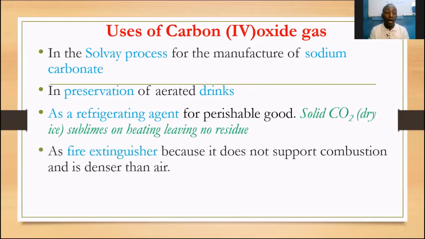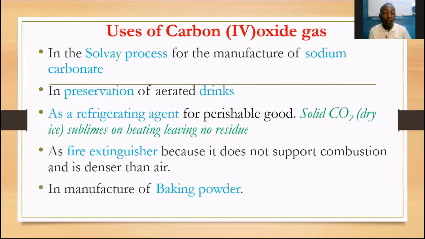It can be used in making fire extinguishers, for three reasons. One, it does not support combustion. Two, it is denser than air, so it blankets the fire. It covers the fire like a blanket. Three, it is not combustible. The gas itself cannot burn. Three reasons why carbon four oxide is used in fire extinguishing. It can be used in making baking powder.